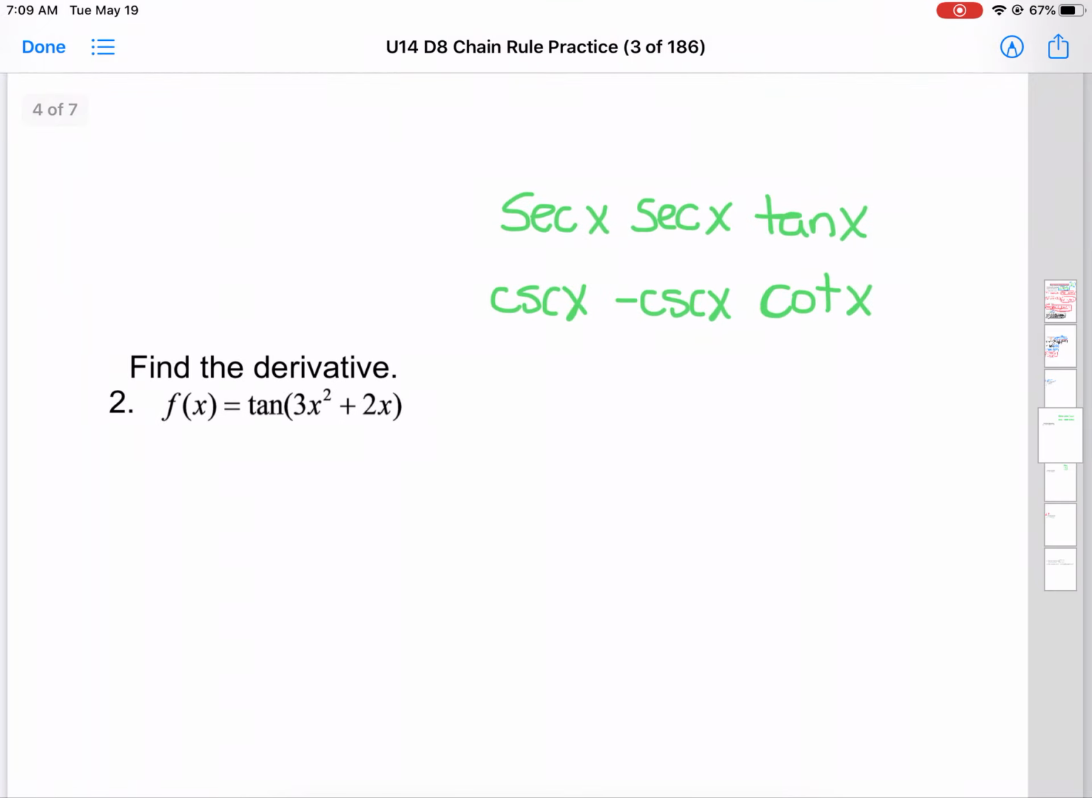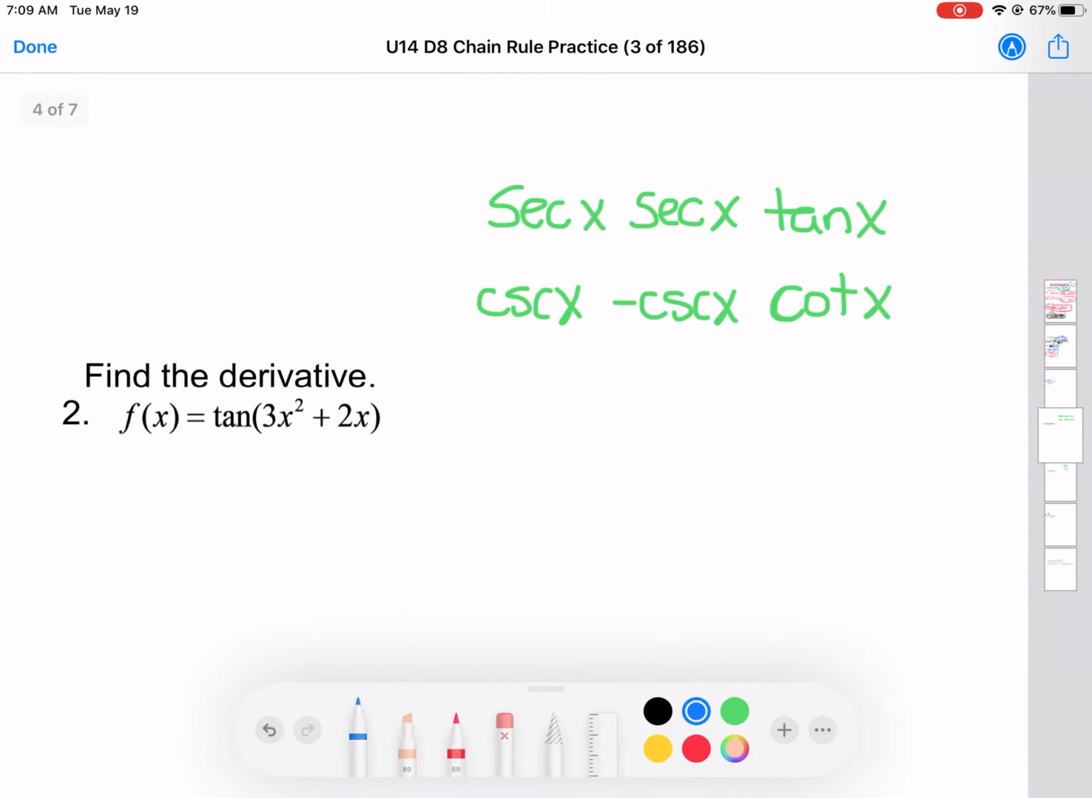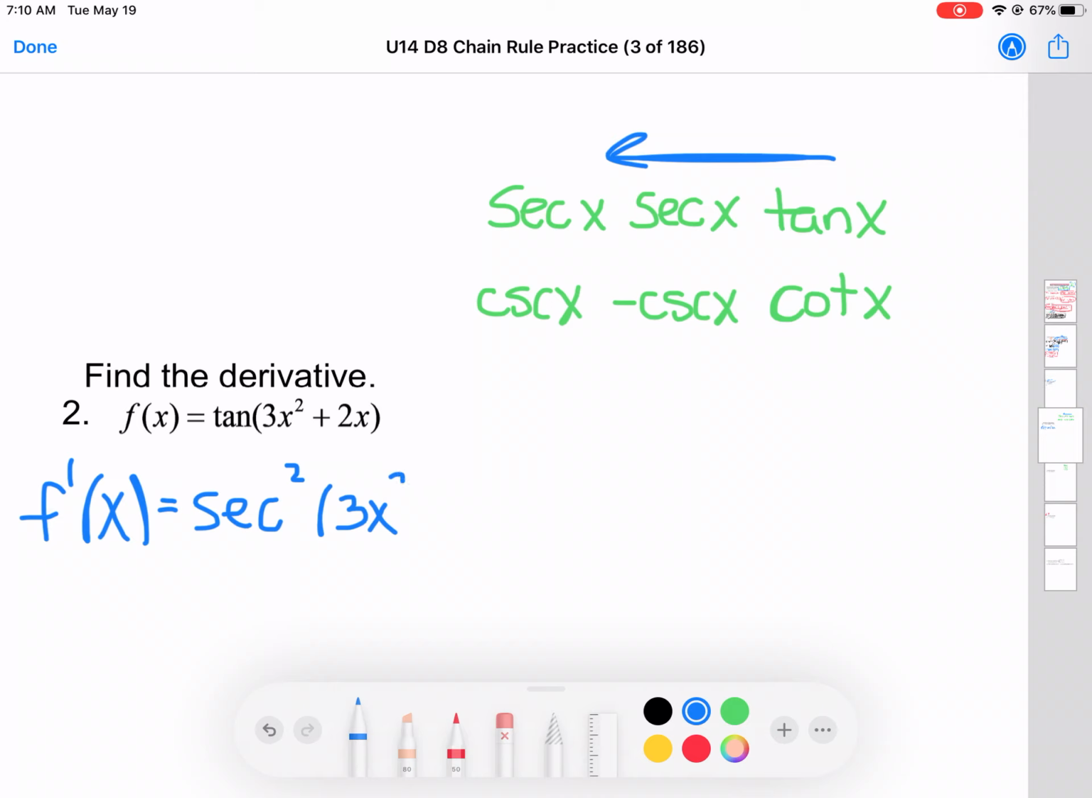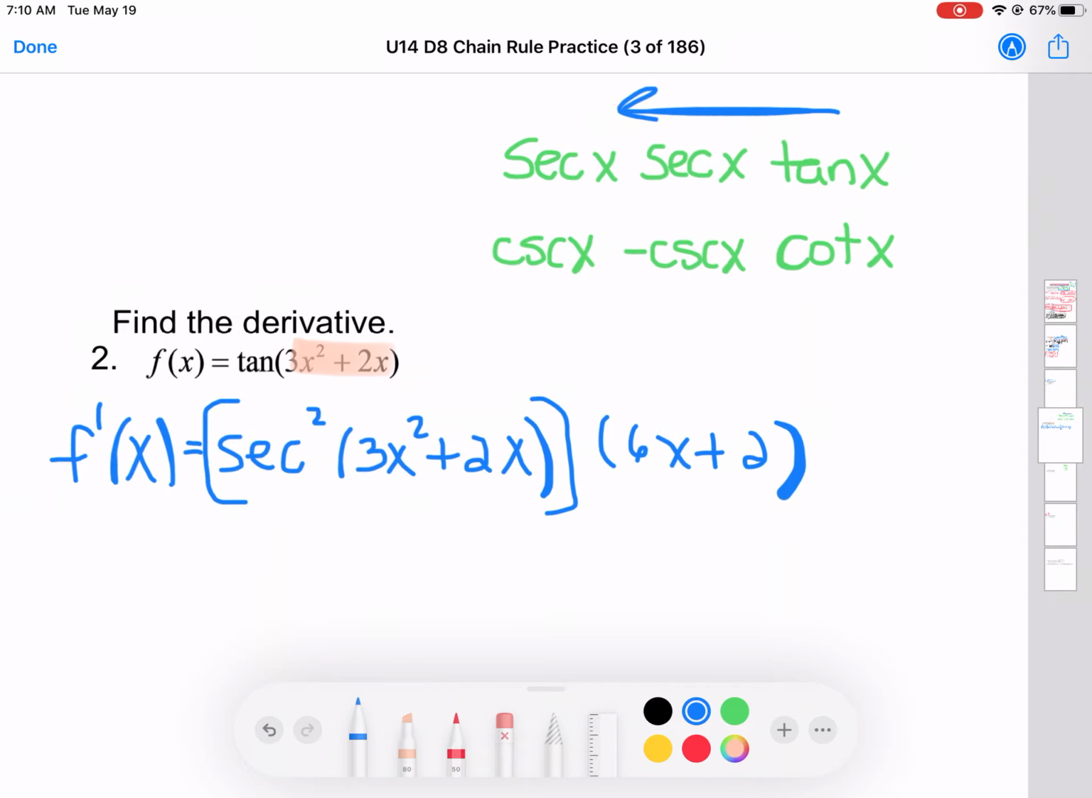Okay, and let's practice a little bit of chain with tan. So remember, the derivative of tan is secant squared. Try to memorize these. And I do see chain going on. So the derivative of tan is going to be secant squared of all of that, and then chain rule times the derivative of the inside. I'll just use a little bracket. The derivative of the inside is going to be 6x plus 2. You can leave it like that. That's fine.